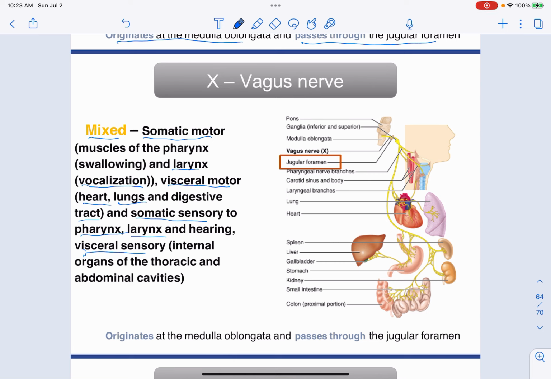So you'll have to come up with some kind of shorthand to remember all of these. I would break it down, and I think it's broken down in your lab activity where you can do somatic motor, visceral motor, somatic sensory, and visceral sensory. So that's what that's referring to when you see it in the lab manual, and you can kind of write those things out. This nerve is also originating at the medulla oblongata, and it is passing through the jugular foramen because it needs to leave the skull to innervate some of these other organs.